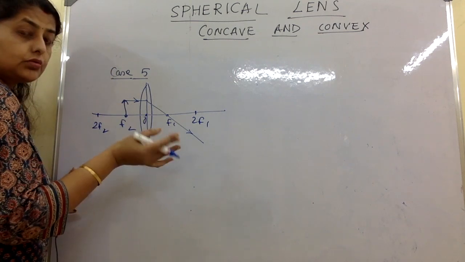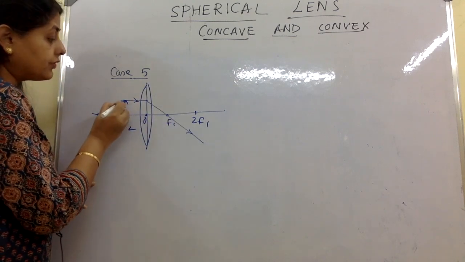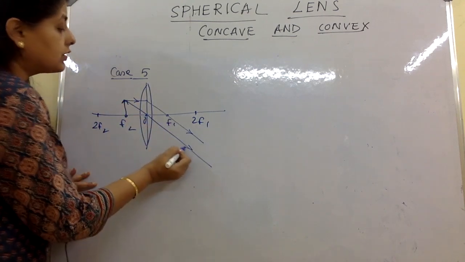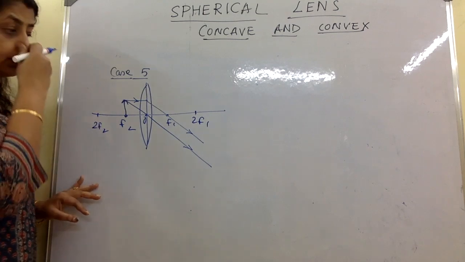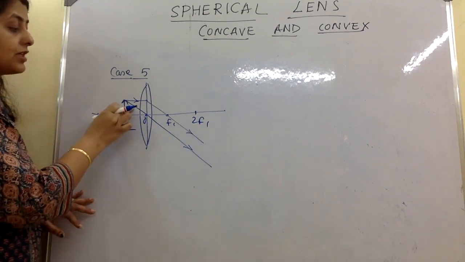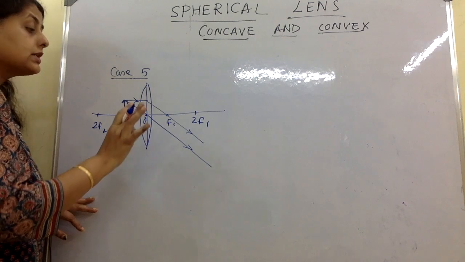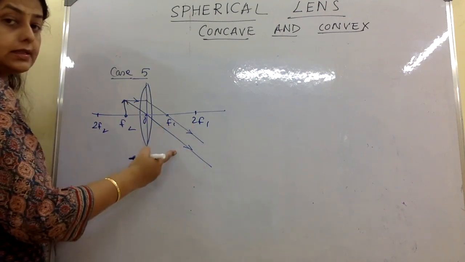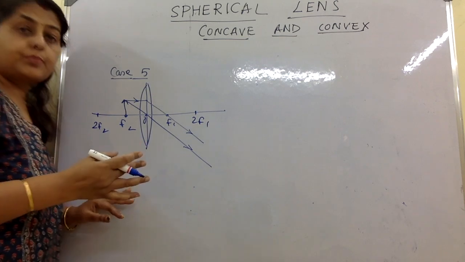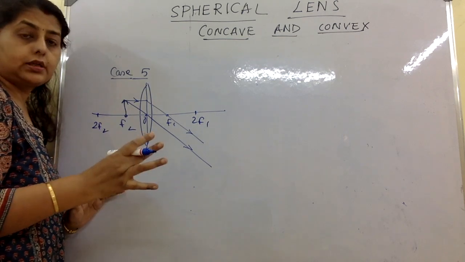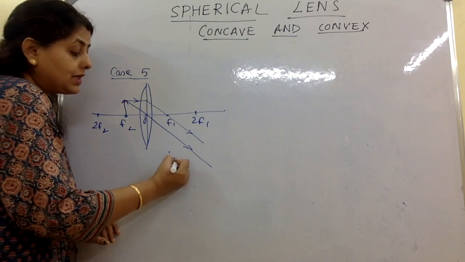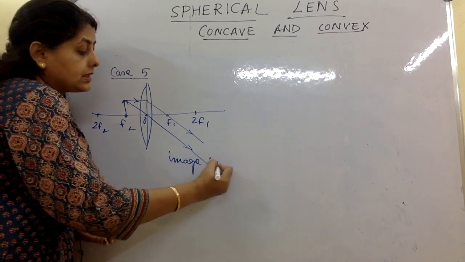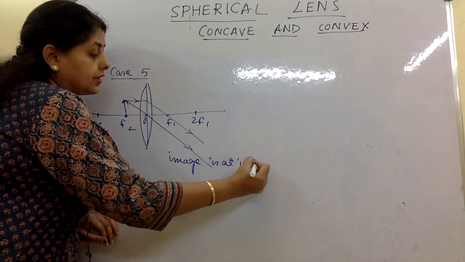So I'm following the rules. In all the cases I've only followed the rules. So if you know the rules, you'll be able to do it. Now note one thing, these two rays, one is coming through the optical center, one through the focus, they don't meet. They are parallel rays, and we say that parallel rays meet in infinity. So the image is at infinity.